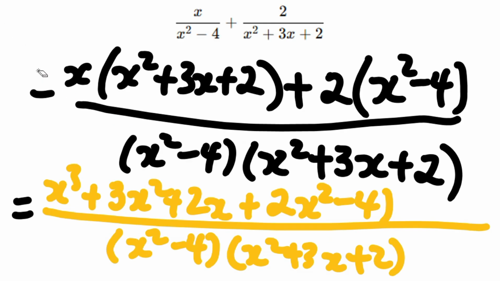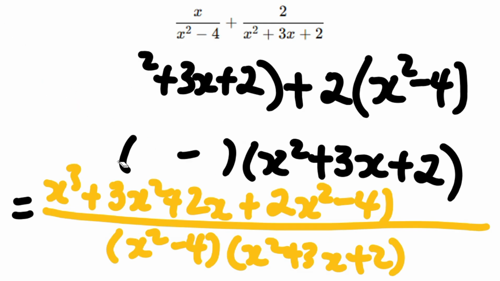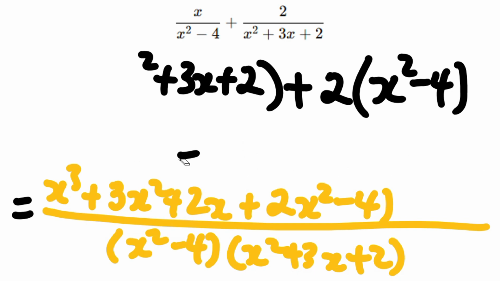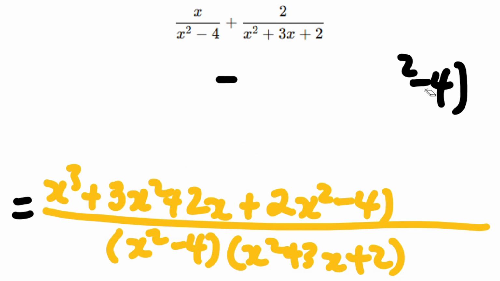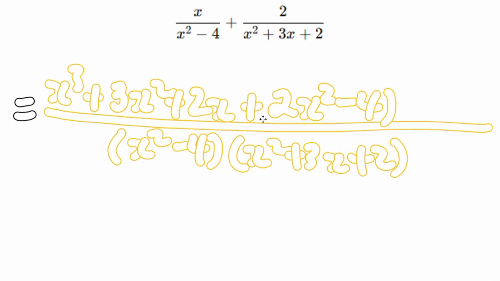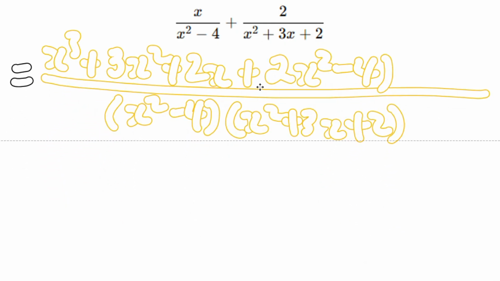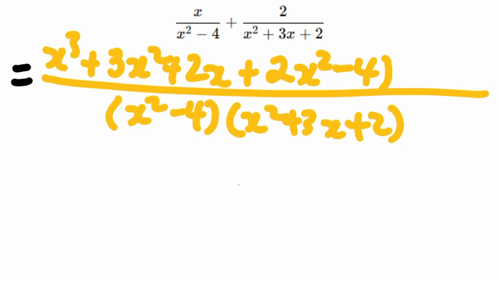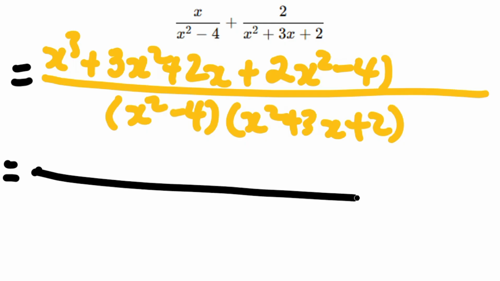So let me clean this and then push this one up. I'm going to simplify now. Going back to my black pen, simplifying the top, we have x cubed.